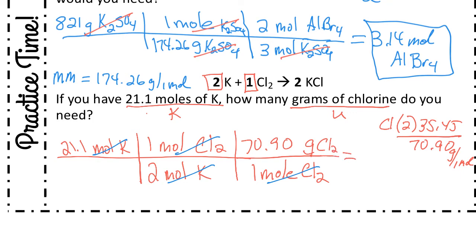I'm going to pause the video as I put this in. I'm going to need 3 significant figures because of this number here, 21.1. And so I round my answer to 748 grams of Cl2. So that's how many grams of chlorine I'm going to need if I'm doing this reaction. That's where we stopped in class, and that's where I'm going to stop tonight.